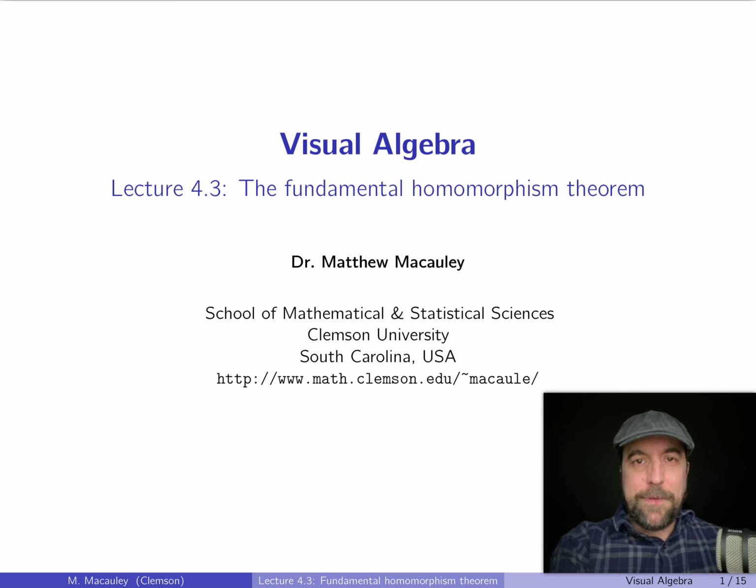The first isomorphism theorem will be called the Fundamental Homomorphism Theorem, and it says that the quotient of a group by its kernel is isomorphic to the image. In other words, every homomorphic image is a quotient.